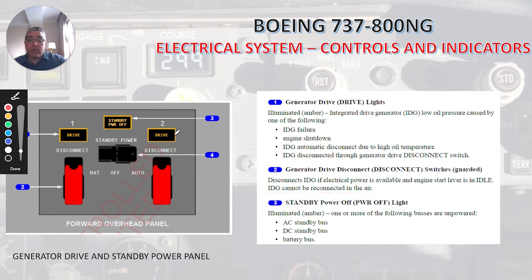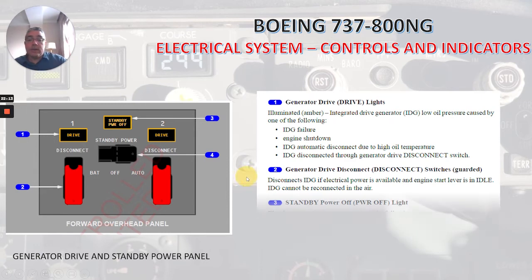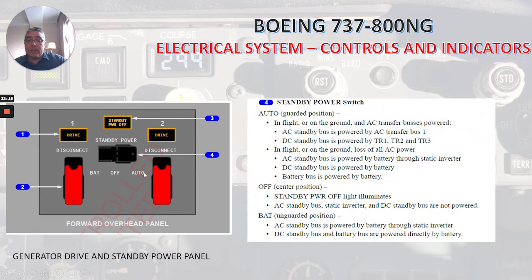Number 3, let's talk about the standby power off light. Illuminated amber, one or more of the following buses are unpowered: AC standby bus, DC standby bus, or the battery bus. Now let's talk about the standby power switch, which you can see here. It has 3 positions: auto, off, and battery, or BAT.